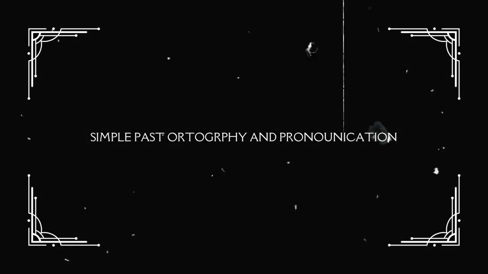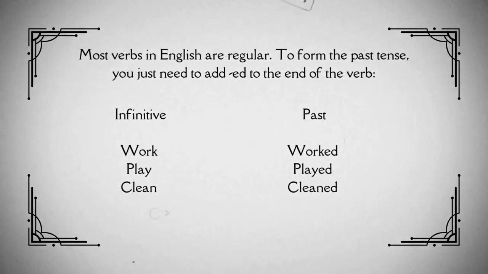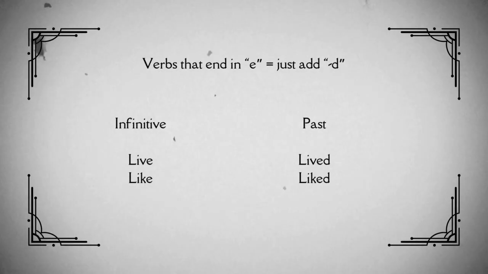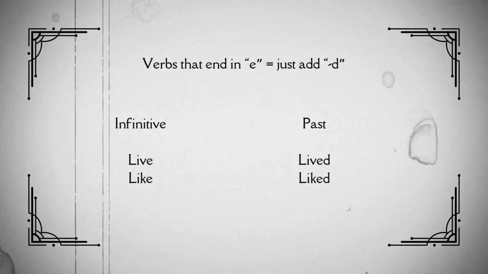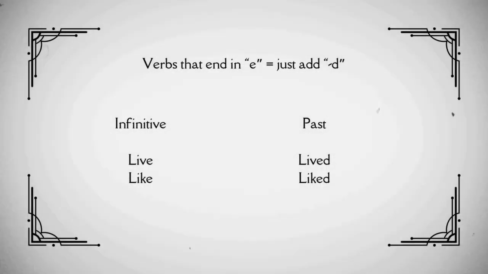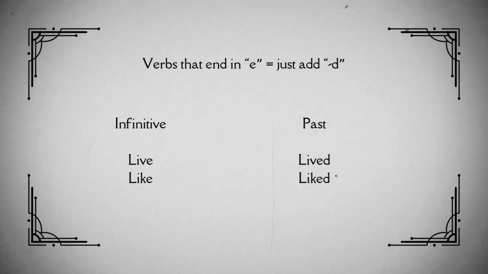Most verbs in English are regular. To form the past tense, you only need to add ed to the end of the verb. For example, work, worked, play, played, clean, cleaned. One special spelling rule is that if the verb ends in E, you just add a D. Live, lived. Like, liked.